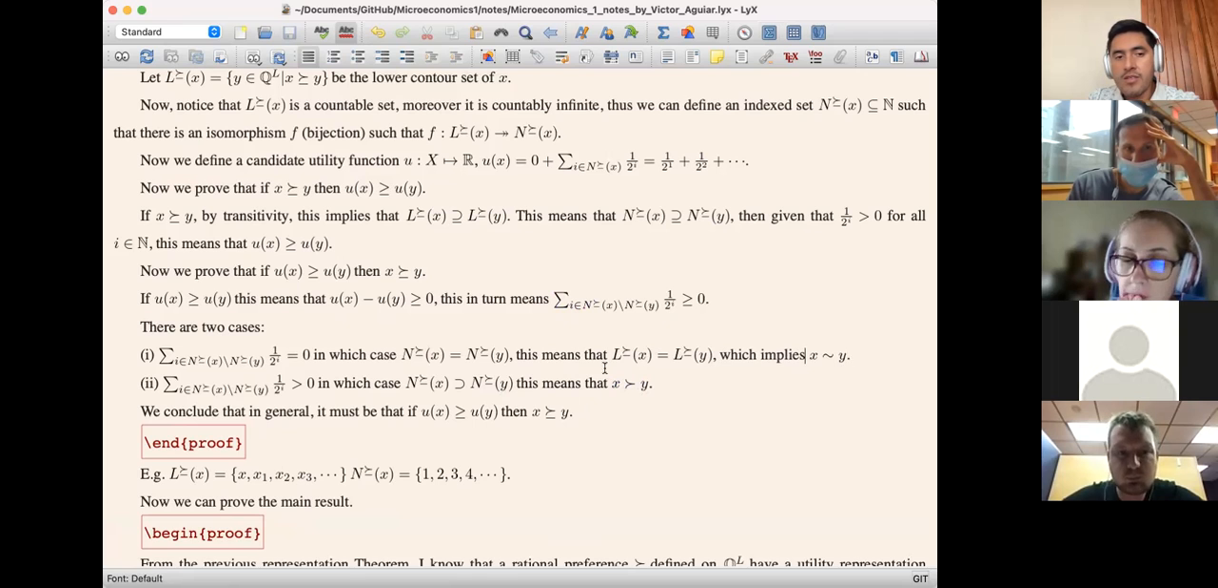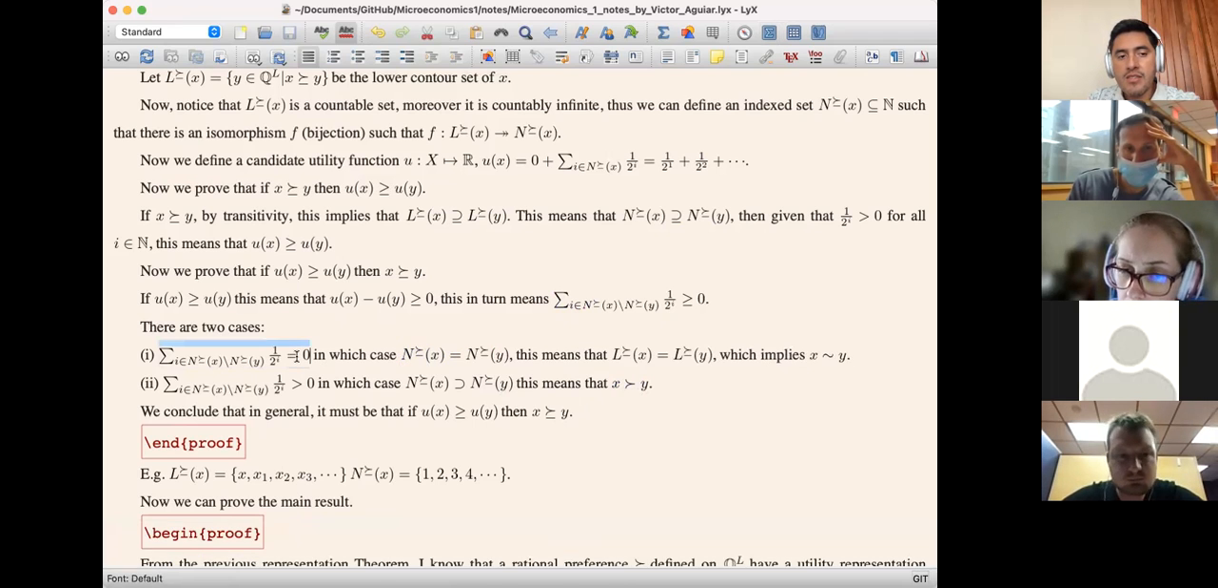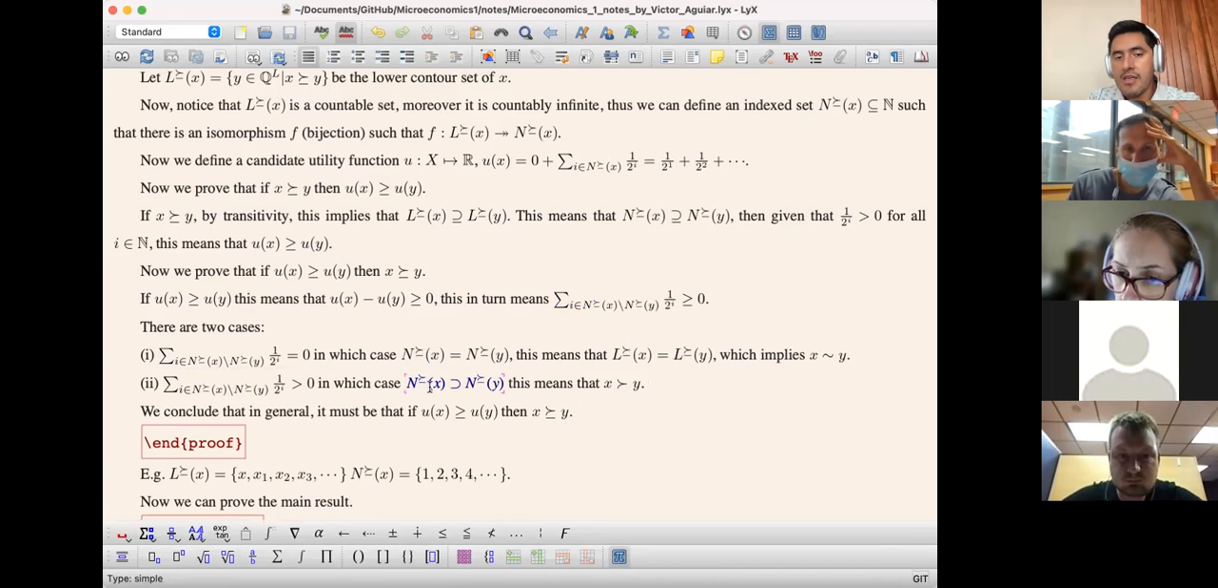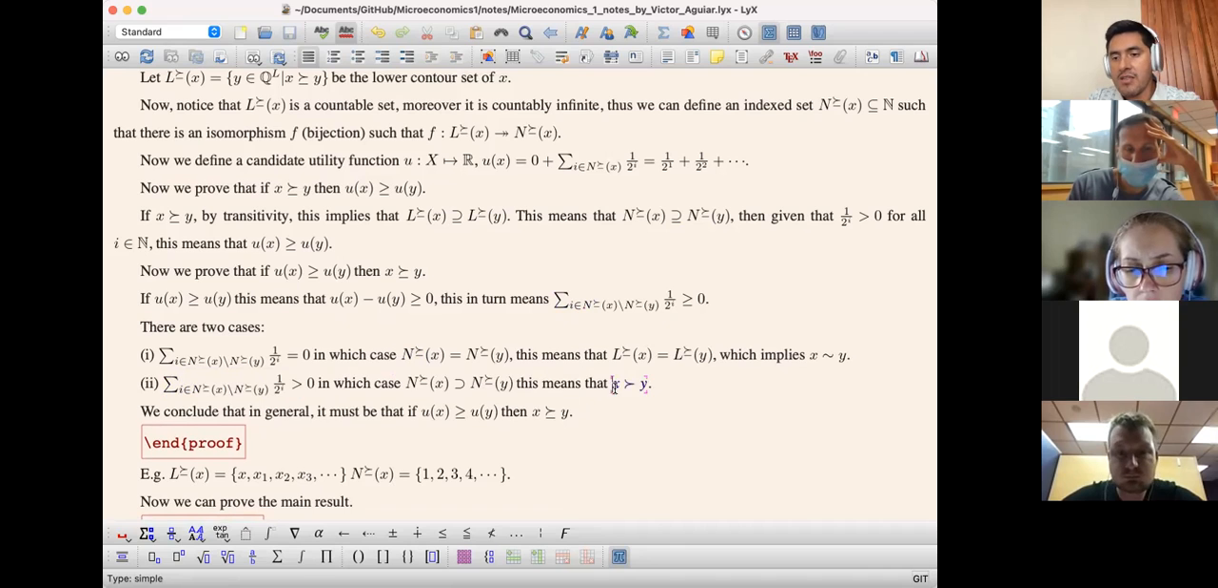So there are two cases. The index set is the same, the summation is empty, and this is 0, or the index set is a strict superset, in which case this is a positive number, and X is strictly greater than Y. So basically I'm able to prove the opposite direction. So this is an if and only if statement. The U of X that I constructed represents the preference relation, and I have basically done the first step towards my main theorem.